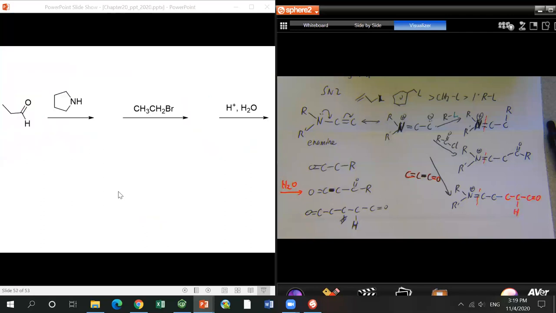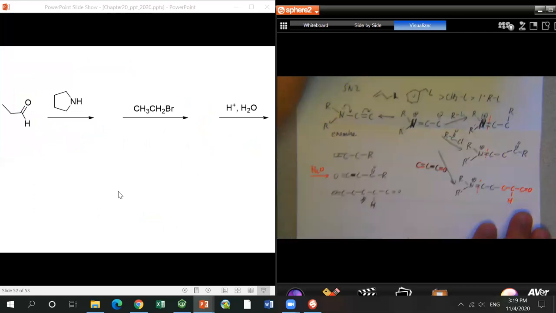All right, okay, so here is just one example. Maybe you guys can take a try. Try to finish this reaction sequence.